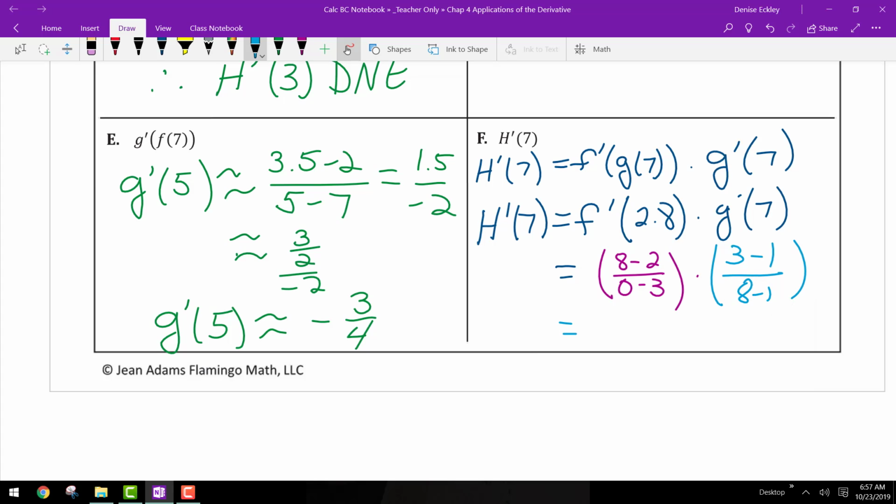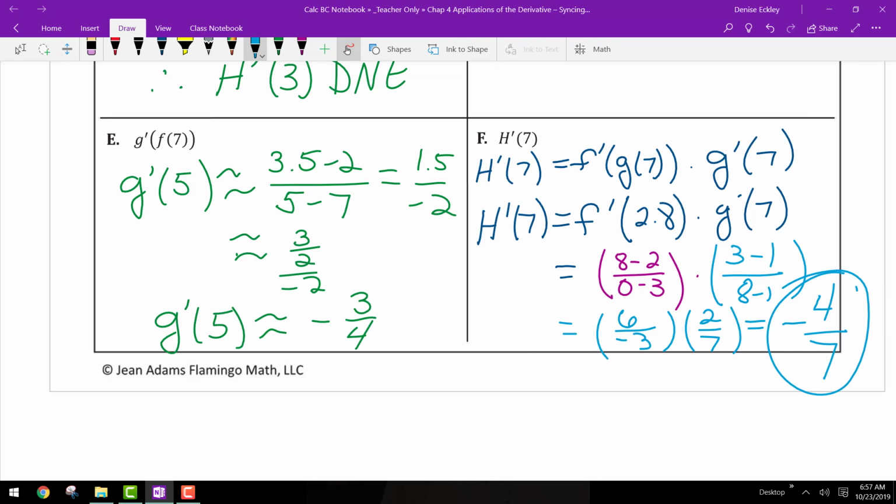So we're going to get 6 over negative 3, which is negative 2, times 2 over 7. So we're going to get negative 4/7. And that ends the lesson, and we'll be working on these in class tomorrow.